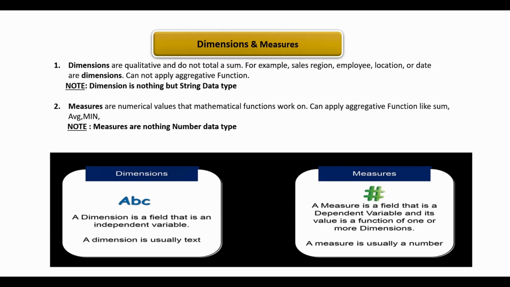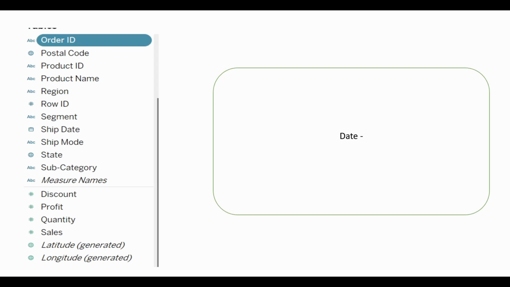Now let's try to understand through examples so you can easily know what is a dimension and what is a measure. Check it out: order ID, product name, region, row ID, segment, ship date, ship mode, state, subcategory. These are all dimensions because they are in text format, not numbers. Now discount is a number, profit is a number, quantity is a number, sales is a number. Latitude, longitude, orders are all numbers. I'm just showcasing how it looks in Tableau.